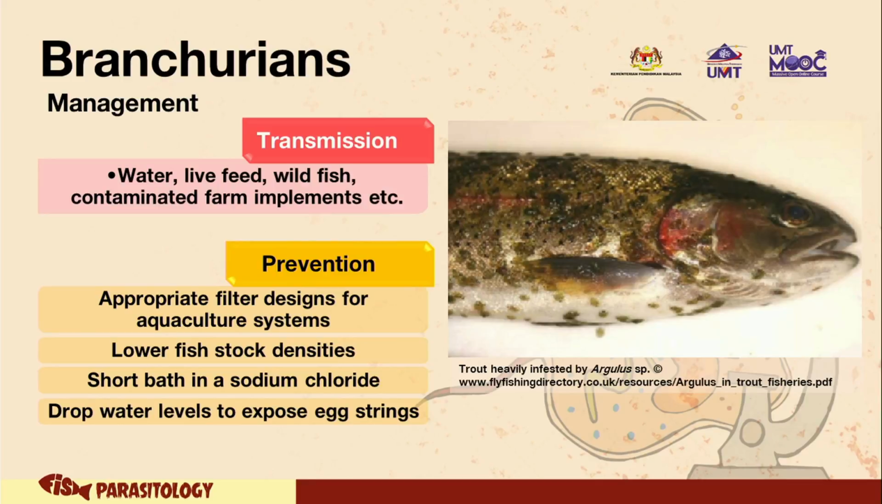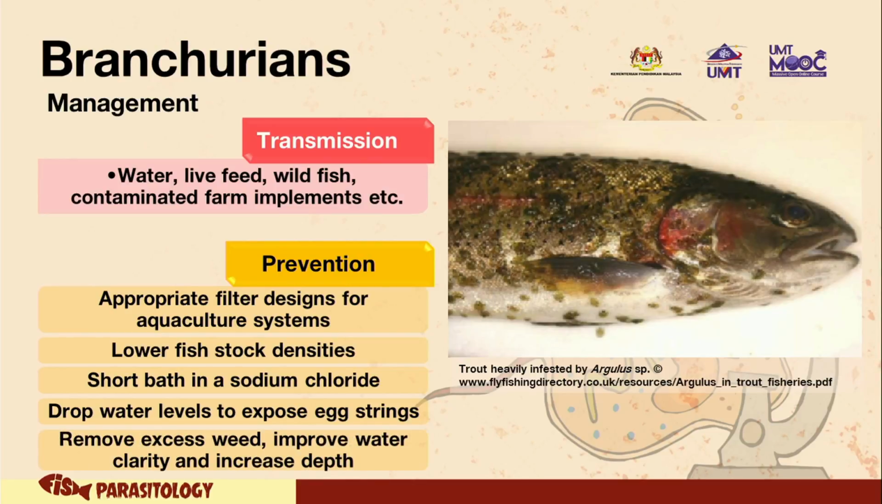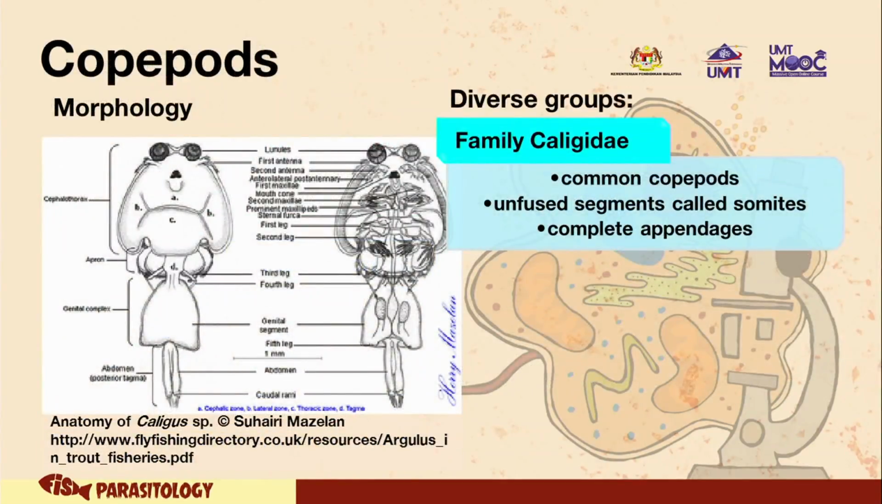Drop water levels to expose egg strings, as allowing water levels to drop will expose and kill parasite eggs laid on hard substrates. Removing excess weed, improving water clarity, and increasing depth can reduce the risk of Argulus outbreaks as well. So now we move on to the second group of parasitic crustaceans called the copepods.